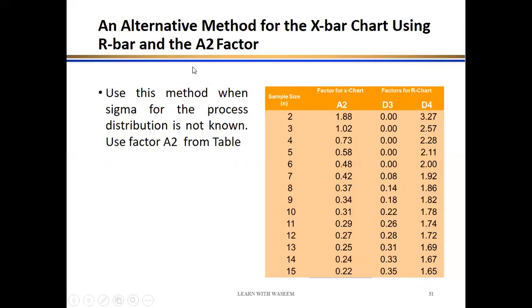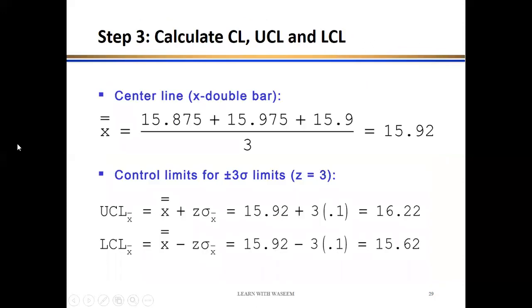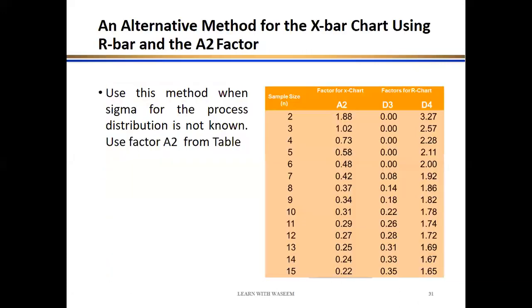Okay, if standard deviation is given, then we can use these formulas. As you know, in the question the standard deviation was given, which was 3, so we can use this formula. But if the standard deviation is not given, then what can we do? We need to use this method. In this method we will use the R bar and A2 factor, and for that we have a factor table.